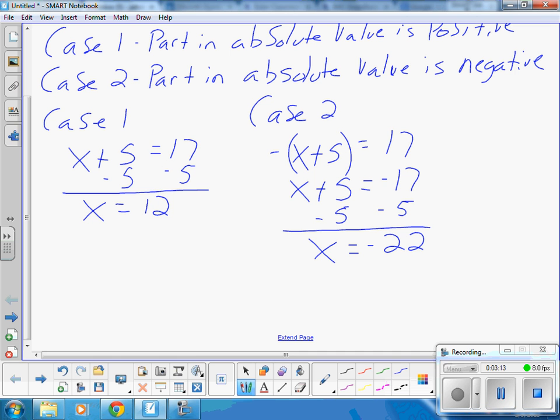So when is the absolute value of x plus 5 equal to 17? It is when x equals 12 or a negative 22. Notice there are two answers. Many of you on your quiz and your test got that wrong because you forgot that there were two answers. We have 12 and negative 22 as our solutions.